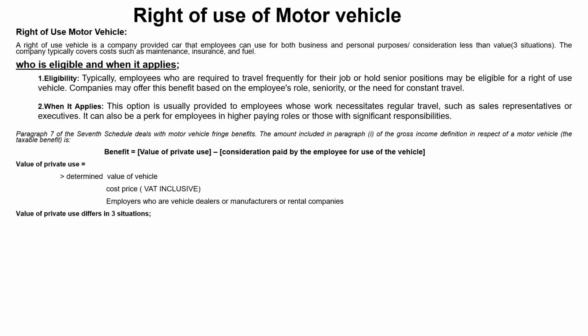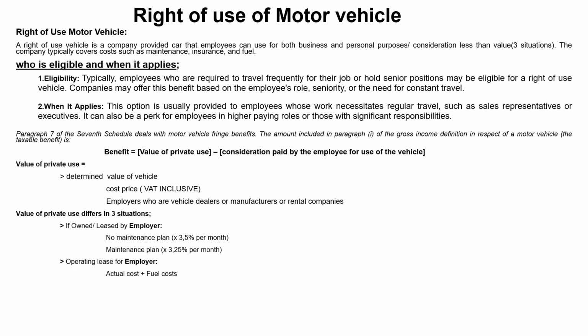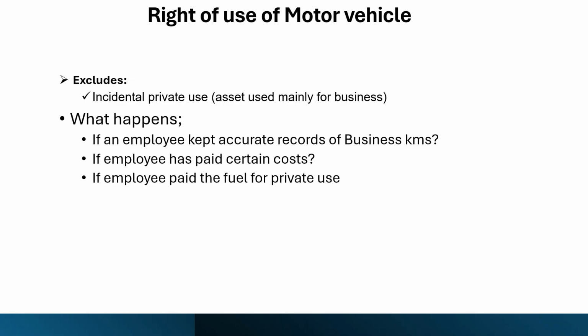Value of private use differs in three situations. If owned or leased by employer: no maintenance plan, times 3.5% per month. Maintenance plan, times 3.25% per month. Operating lease for employer: actual cost, plus fuel costs, excludes incidental private use, asset used mainly for business.